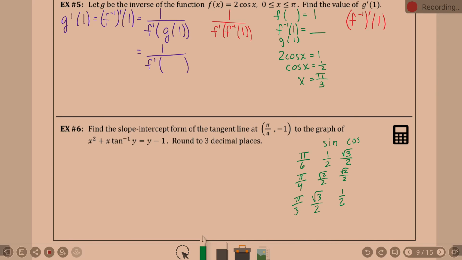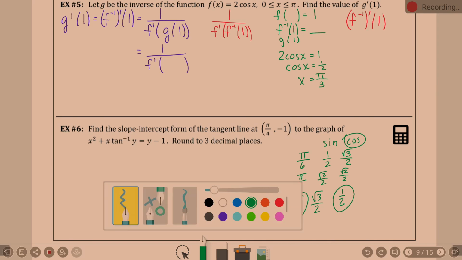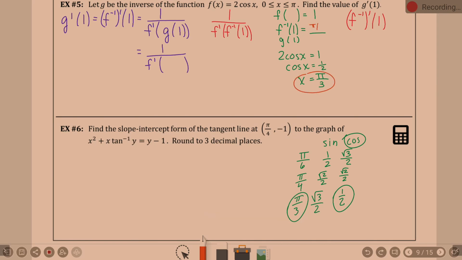And we're wanting to know when is cosine equal 1/2. I do 1, 2, 3, 3, 2, 1. Okay, so we know x is pi over 3 here, yes? With that in mind, this right here means f of pi over 3 equals 1. So f inverse of 1 is equal to pi over 3. Or you could say g of 1 is equal to pi over 3 as well.